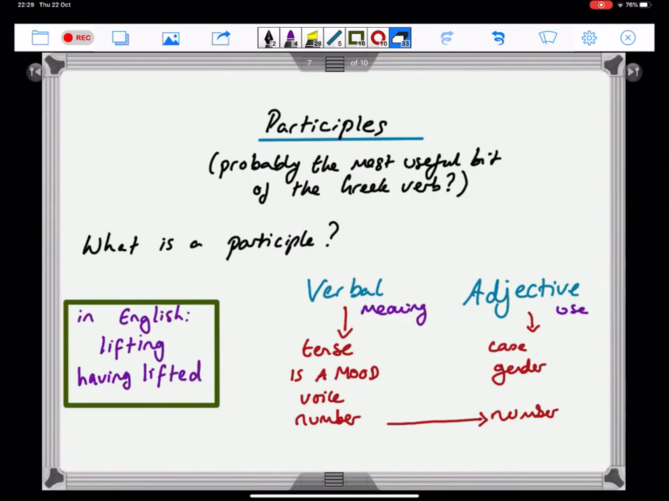If you want to look at an English equivalent, it's the difference between lifting and having lifted. Those are the participles in English that we use an awful lot. Greek participles really matter. Greek does an awful lot with its participles, so getting a grip on them is really important. They are not, however, difficult.